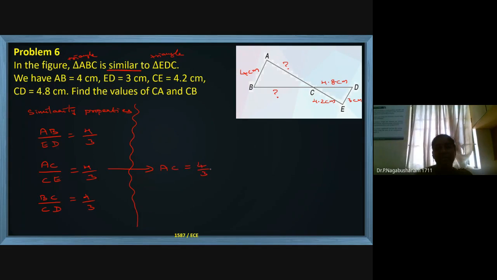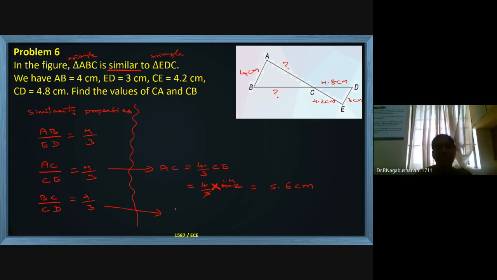So 4 by 3 into CE. Already CE value is given in the question, 4.2. Simplify this. 3 ones are 3, and then it is 4 into 1.4. It becomes 5.6 centimeters, the AC value.